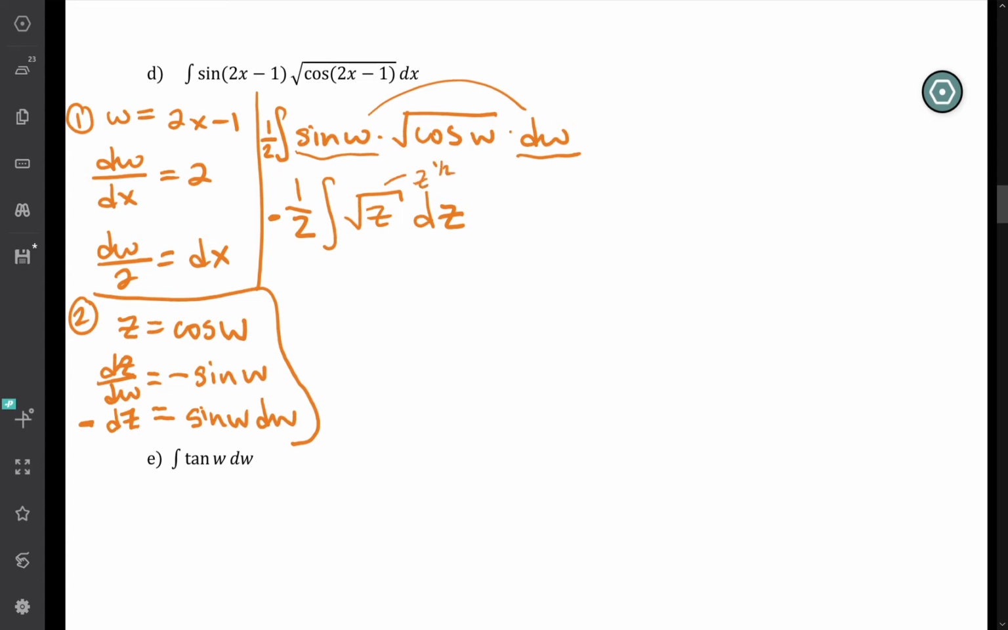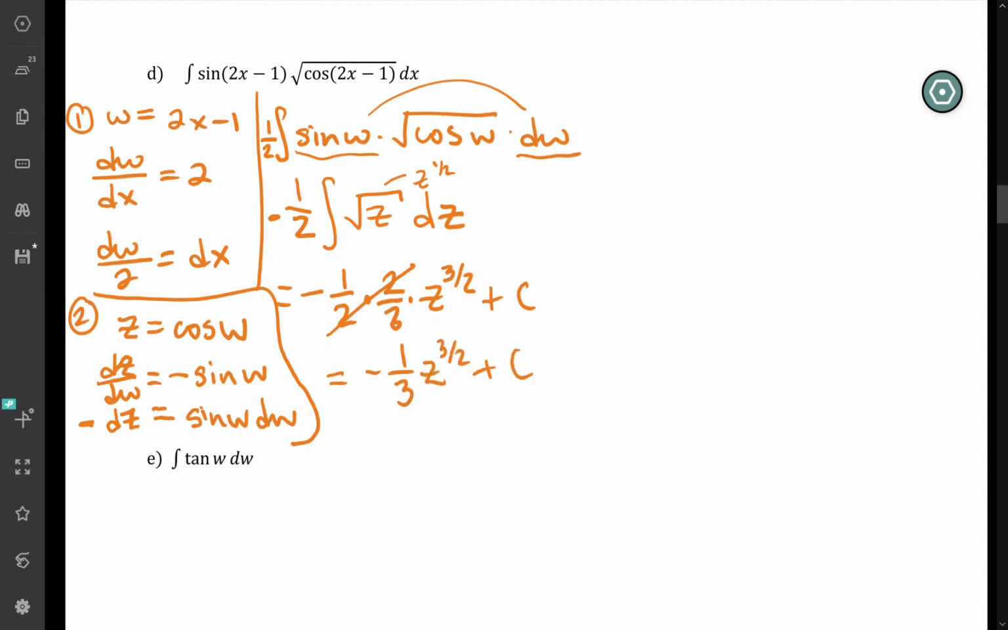Since I've gotten rid of all w's, I can go ahead and integrate. So I'm going to have a negative 1/2 just sitting out in front. I'm going to bump my power up to 3/2, and then 3/2. I need to divide by 3/2, which is the same as multiplying by 2/3. Don't forget your plus c, I almost did. Okay, and then we can cancel a 2. So I have a negative 1/3 z to the 3/2 plus c.